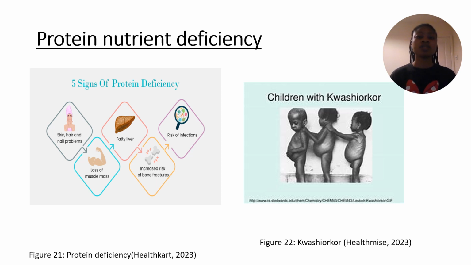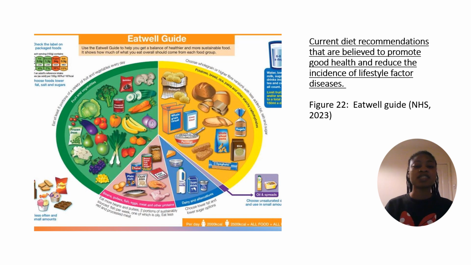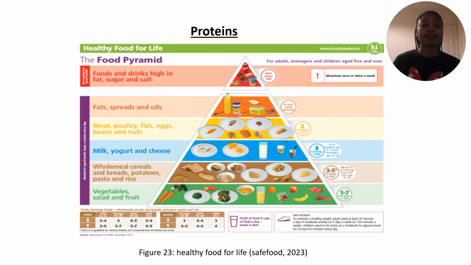The body is weakened by an unbalanced diet and vitamin shortage, which may result in chronic long-term diseases. A balanced diet and active lifestyle have been shown to lower an individual's chances of developing chronic illnesses and other health problems. The NHS Eatwell Guide recommends a current diet that is believed to promote good health and reduce the incidence of lifestyle diseases. Proteins like beans, almonds, brown fish, and other proteins.